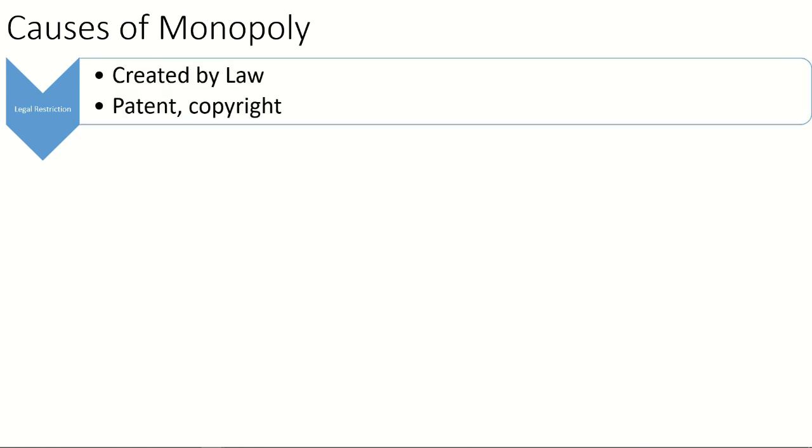Then let's see what the causes of monopoly are, or what the reasons for monopoly are. The first one is legal restrictions. Legal restrictions means the restrictions created by law, or by a patent or copyright. Suppose a particular firm has a particular patent or copyright, then only that firm can produce that particular item. Other firms cannot produce that particular item.